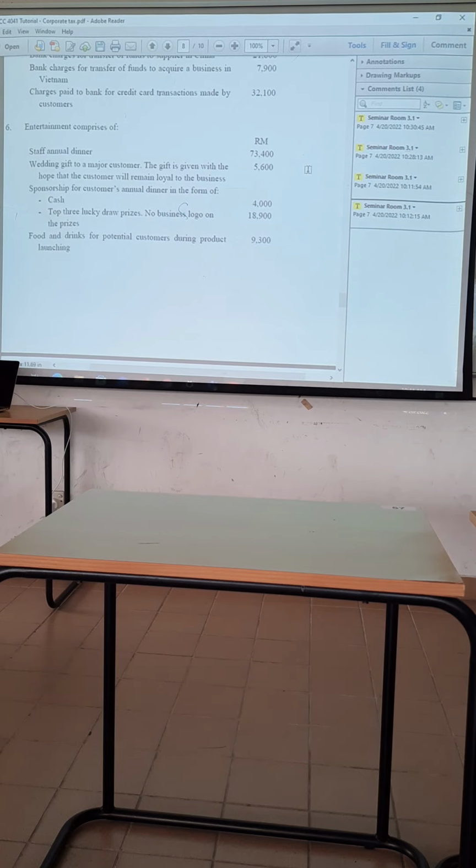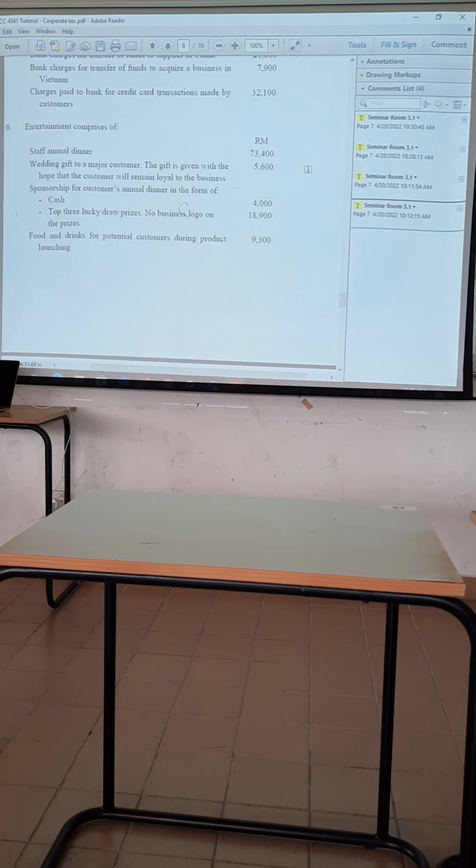But if you pay a customer because of the fault of your goods or because the customer sues you for your products, all that is allowable. But this one is not allowed, right? Given with the hope that the customer will remain loyal to the business. So it's not in the production. It is for the potential, so it cannot. Sponsorship for customer annual dinner. So customer annual dinner, in the form of cash, it could be, I don't know, it could be 50% of that. Top 3 lucky draw, no business logo on the prize is 50%.